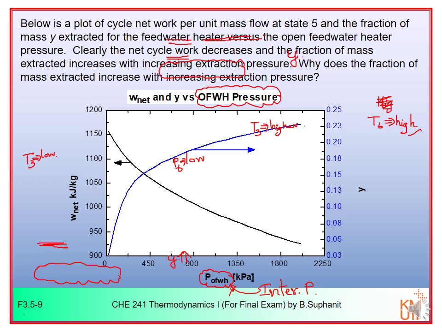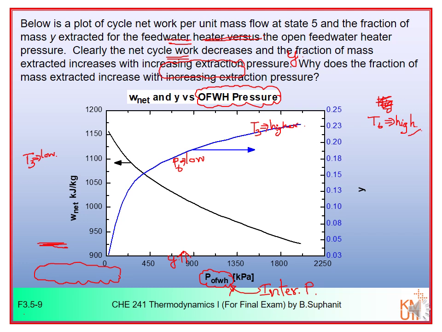As you extract more steam, you will get less net work output. The work that you get from the turbine would be reduced. So you can see that it's not quite the effect that we are looking for. If you operate at high pressure, you extract more steam, you get less work. Extract more steam, Y increases, but work decreases.